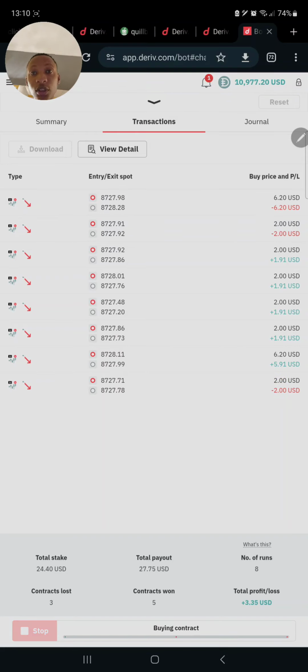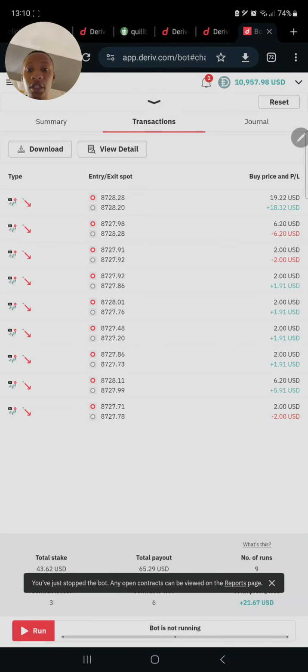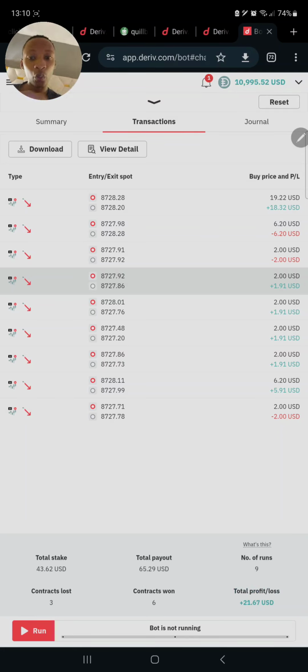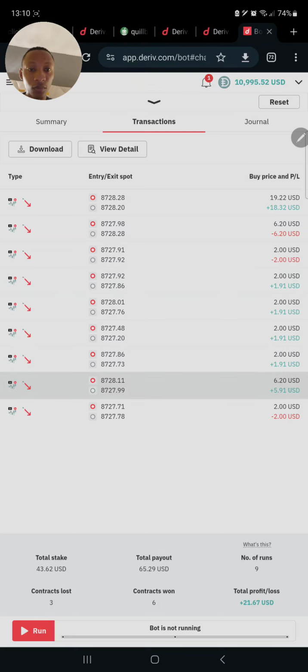It has gone a loss. So it's either I lose 3 times or gain 3 times, and I've already gained 3 times. I've not lost more than 2. If I lose 3 times, I stop my robot immediately. You can see we had 3 losses and 6 wins, but the outcome was great.